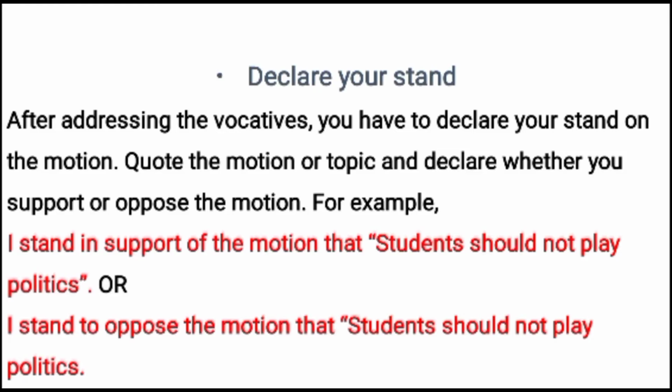Declare your stand. After addressing the vocatives, you have to declare your stand on the motion. Quote the motion or topic and declare whether you support or oppose the motion. For example, I stand in support of the motion that students should not play politics. This is how you should write when you choose to support the motion. Or, I stand to oppose the motion that students should not play politics. This is when you choose to write against the motion.